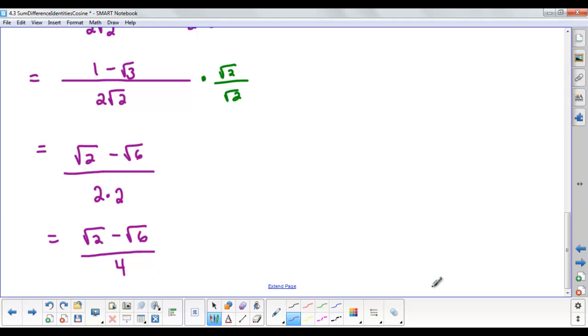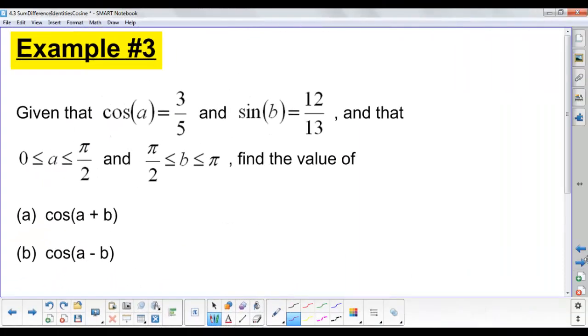Okay, and one last example, which is a fairly common example, so I would maybe highlight this or put a star. You'll see this a few more times before we finish this unit.